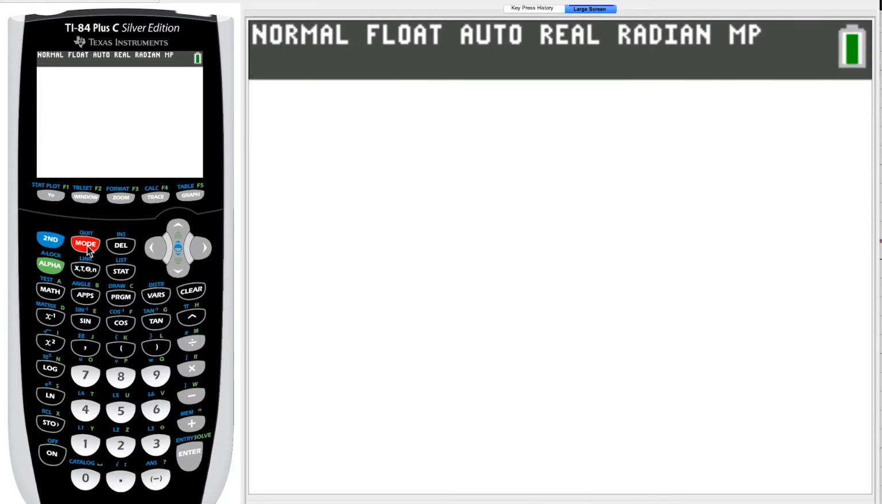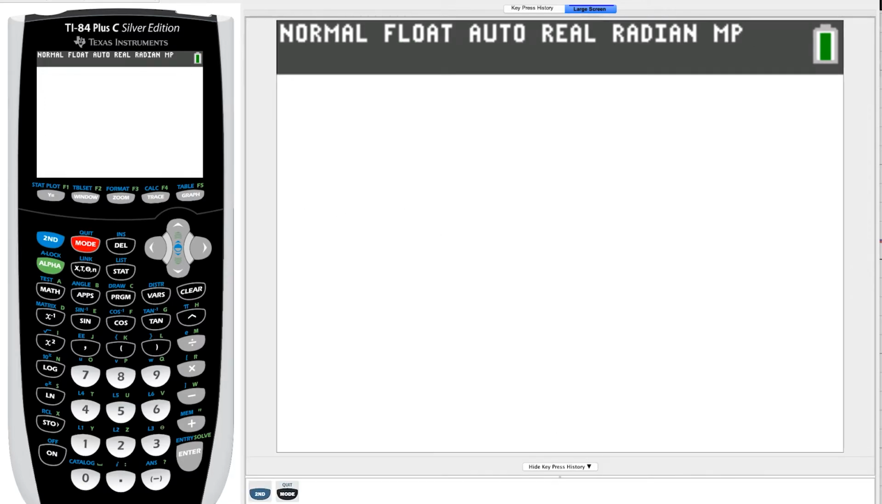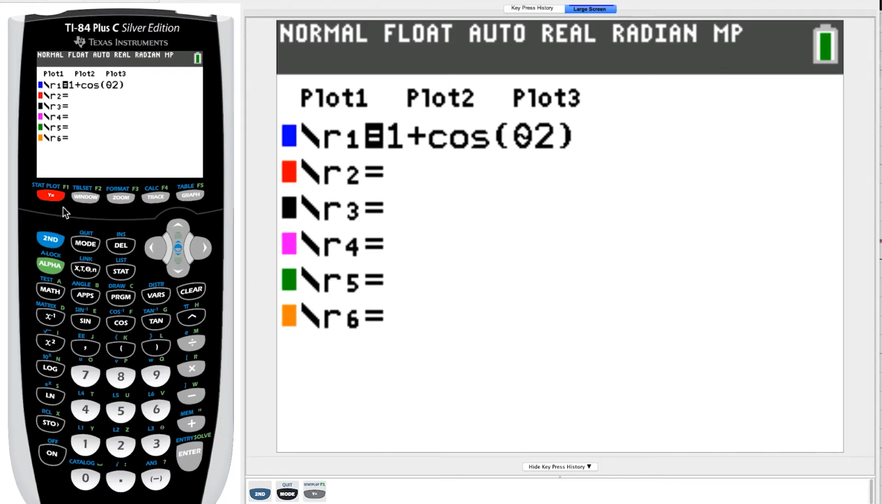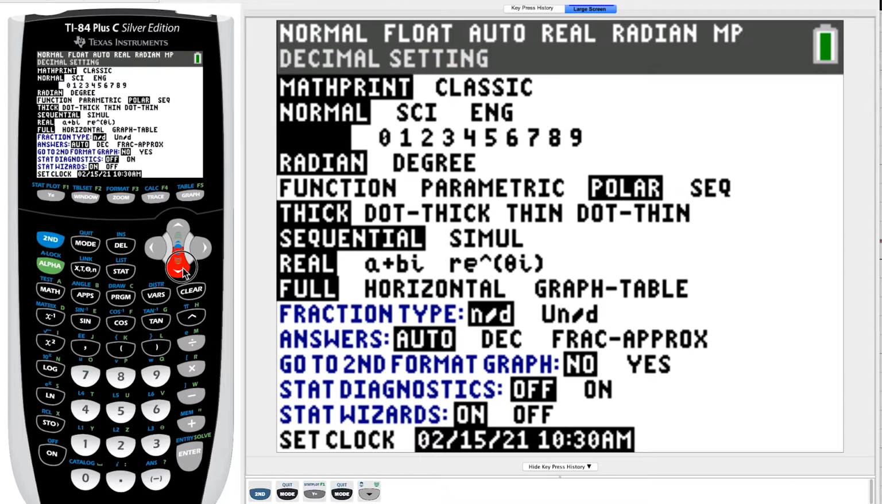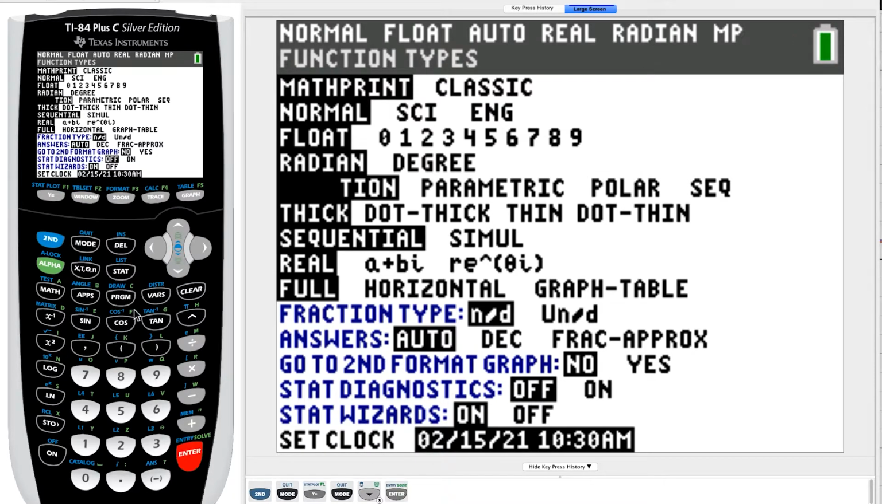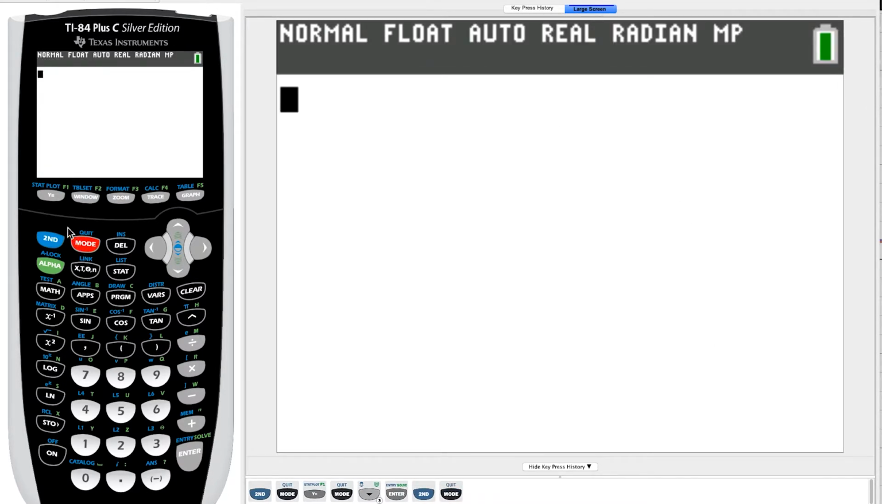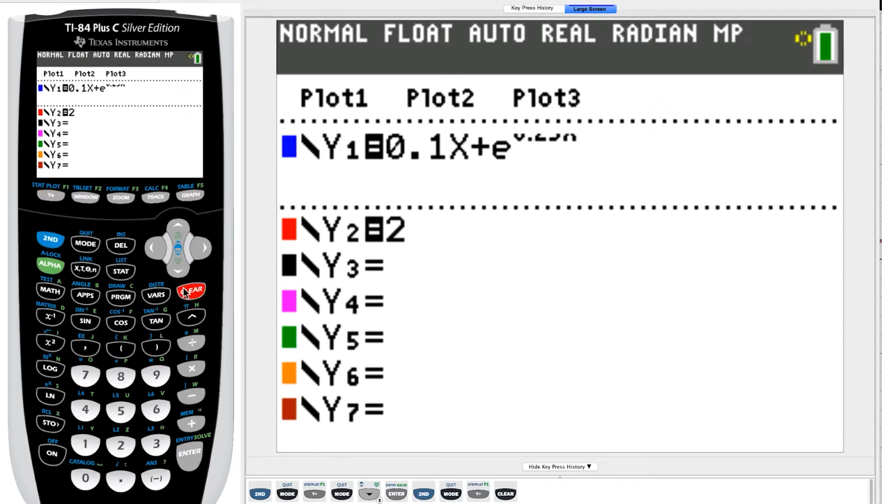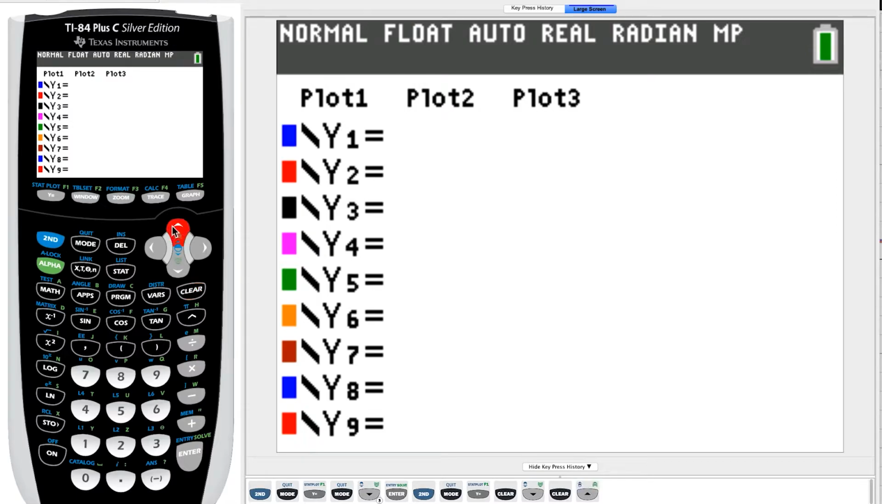Now, since you're not allowed to use Desmos on a test, I do want to show you how to do this on your TI-84 calculator really quick as well. So you're going to want to graph it first. So I'm going to go into the y equals, and we are going to put that function in there.